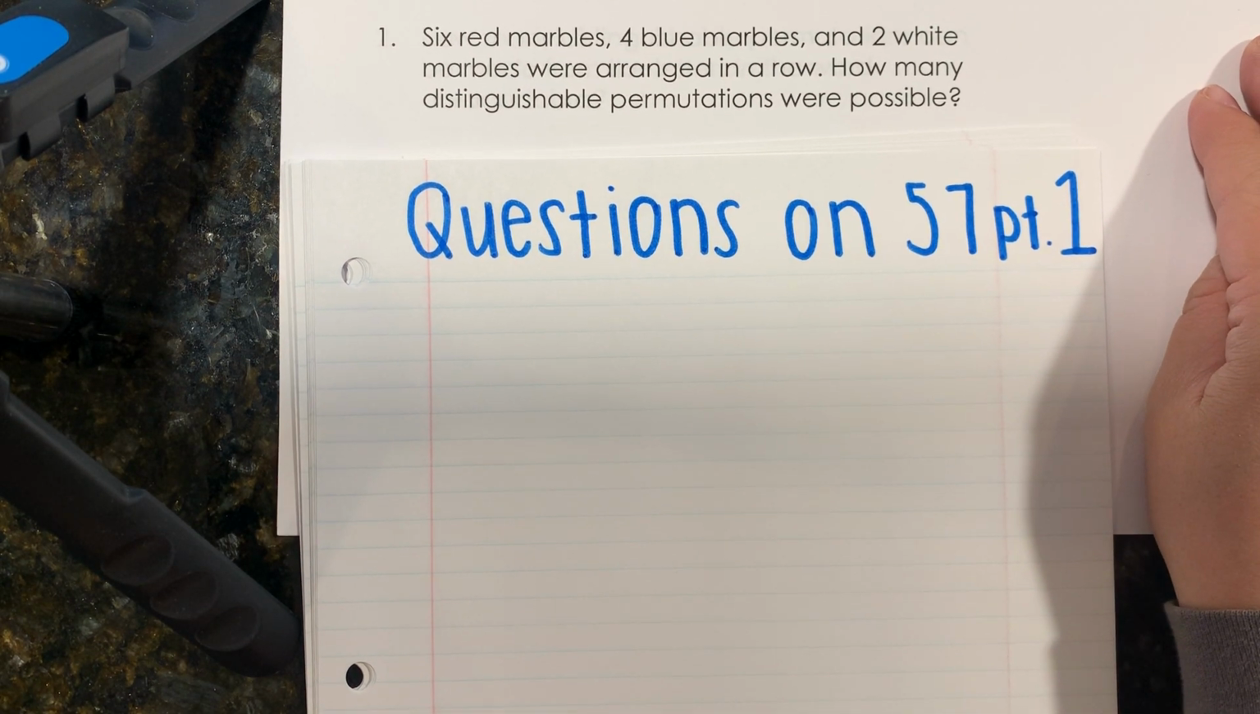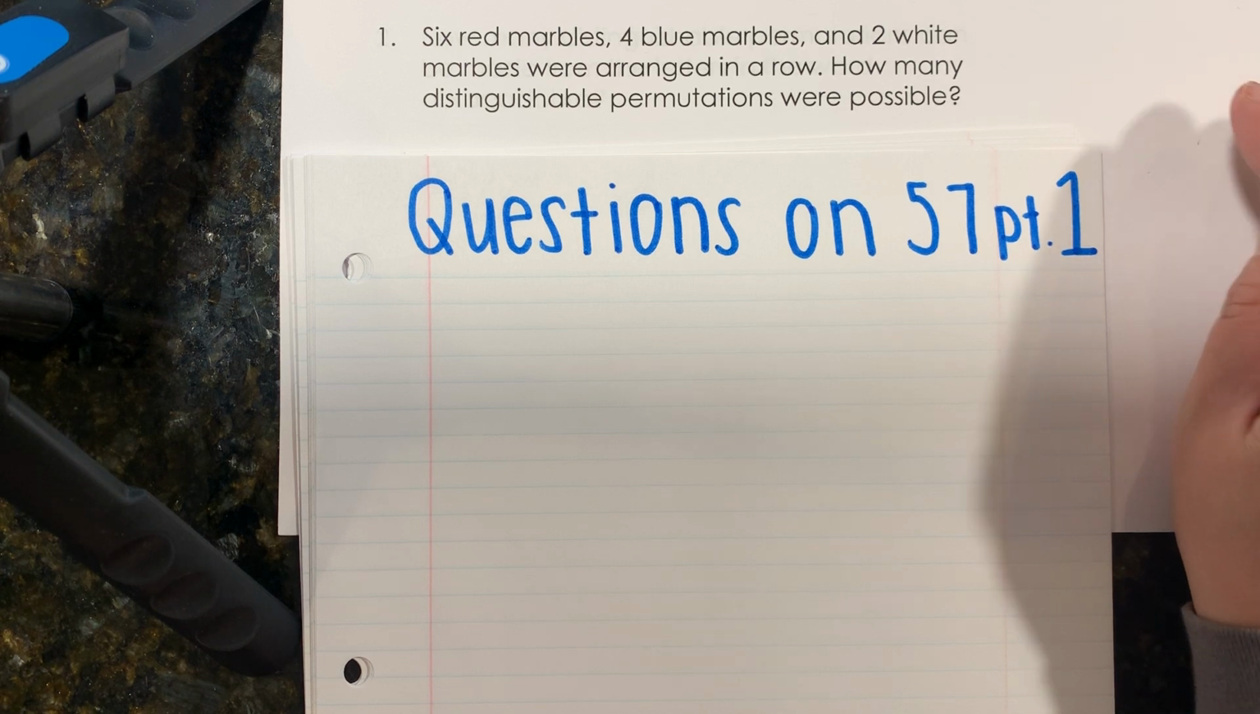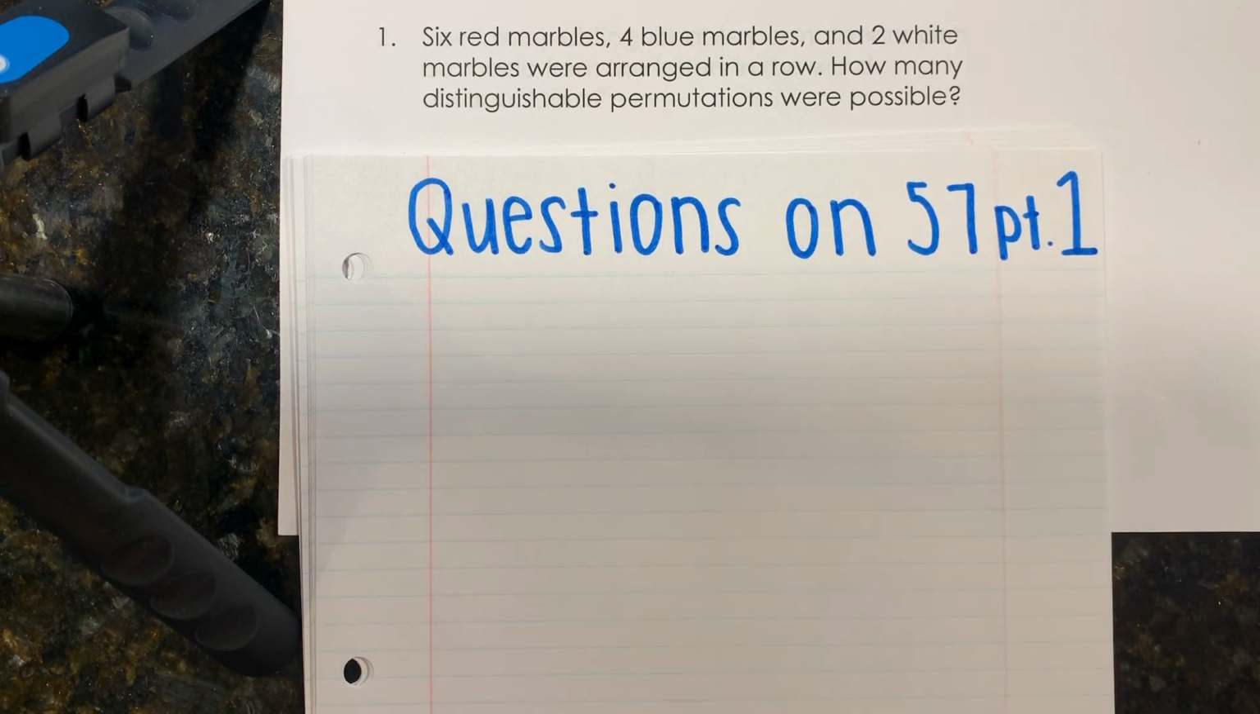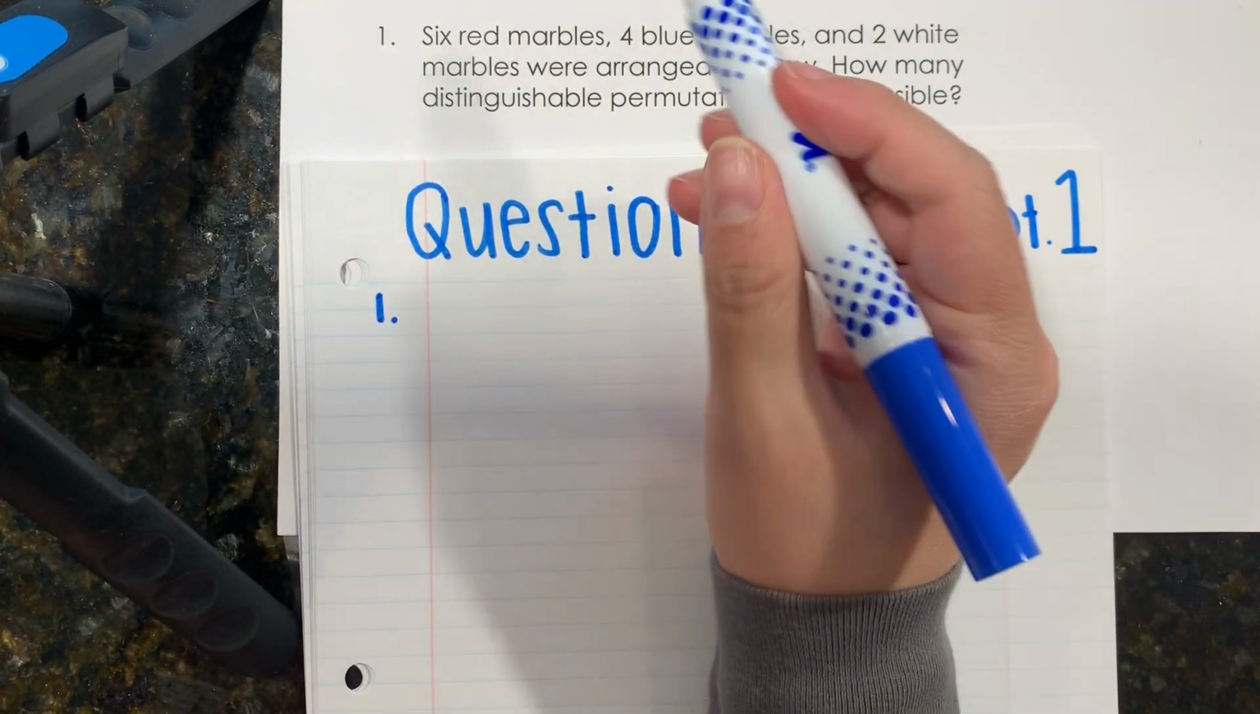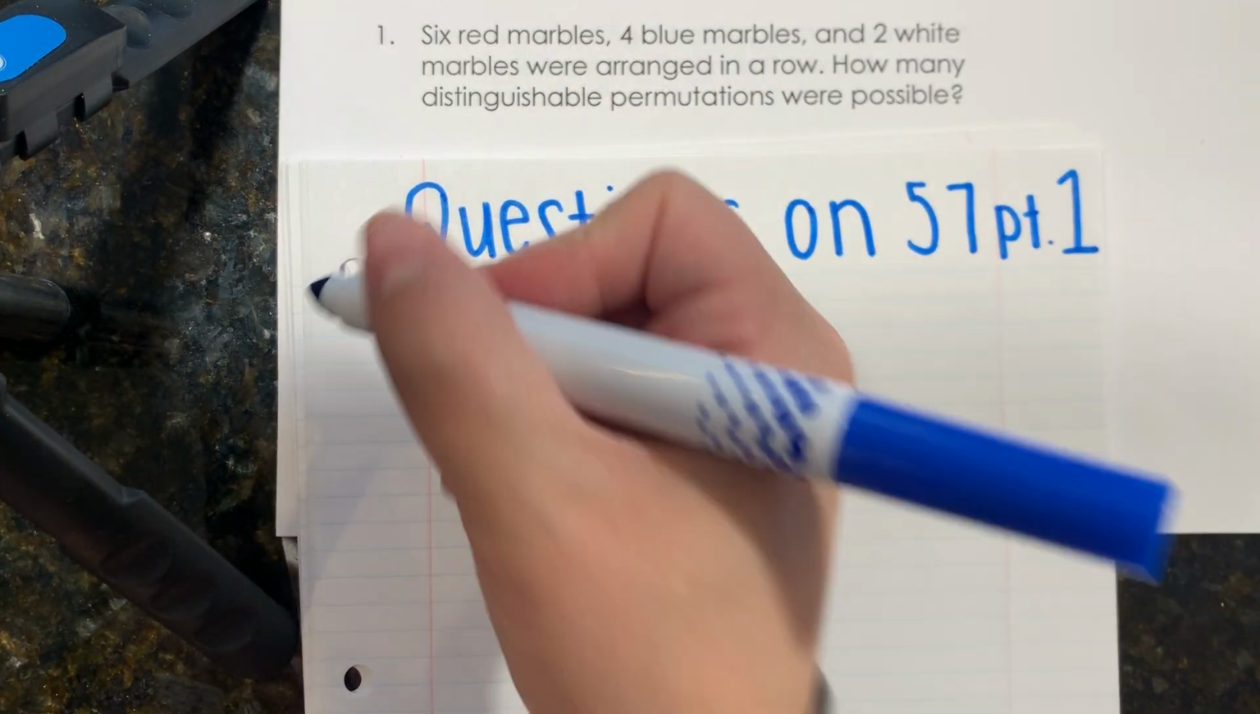So looking at number 1, we have 6 red marbles, 4 blue marbles, and 2 white marbles arranged in a row. How many distinguishable permutations are possible? For this problem, we identify that there are, in total, 12 marbles.